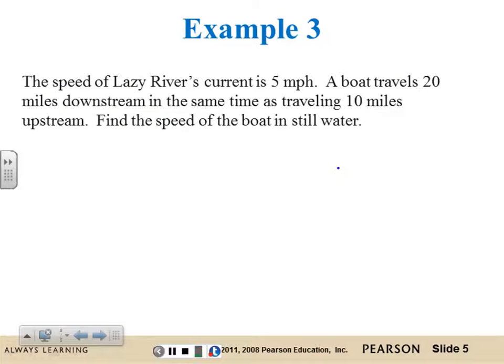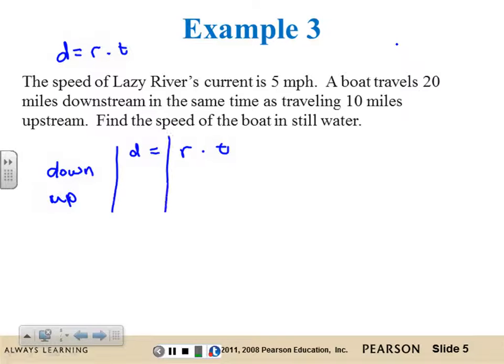Alright, last example. The speed of a lazy river's current is 5 miles per hour. A boat travels 20 miles downstream in the same time as it travels 10 miles upstream. Find the speed of the boat in still water. So this one is going to be distance equals rate times time. So if I set this up and I have the boat going downstream and I have the boat going upstream, okay, distance equals rate times time.